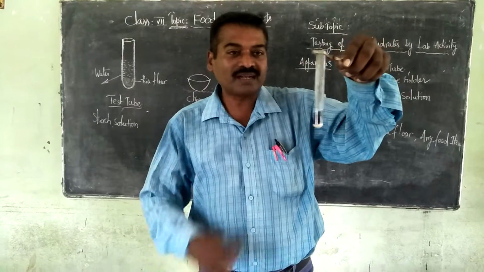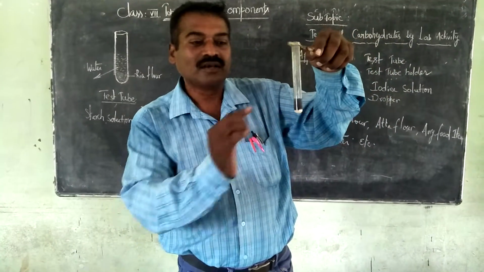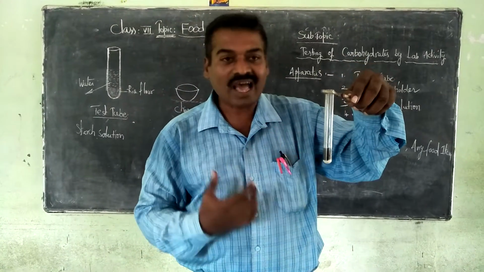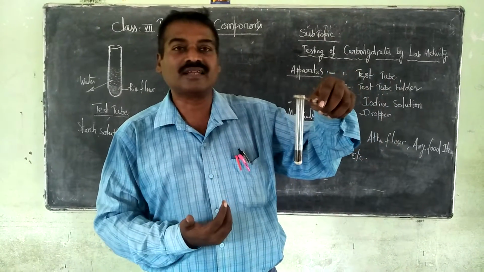So all of you observe it. What is the color? Finally, what do you observe? Dark bluish in color. This indicates the starch content. Starch, how do you collect it?